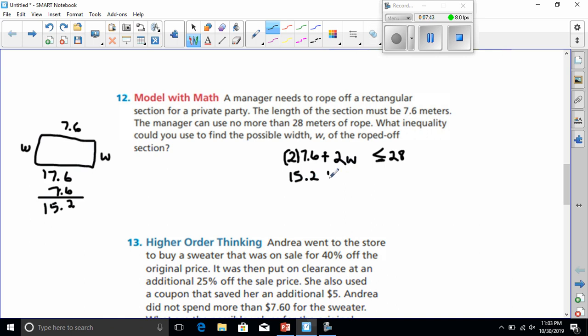And we're going to add that to 2W. And that's got to be less than or equal to 28. And once again, we can go ahead and subtract the number from this side. And whatever I subtract to one side, I'll subtract to the other. And this is going to leave me with 2W over here.